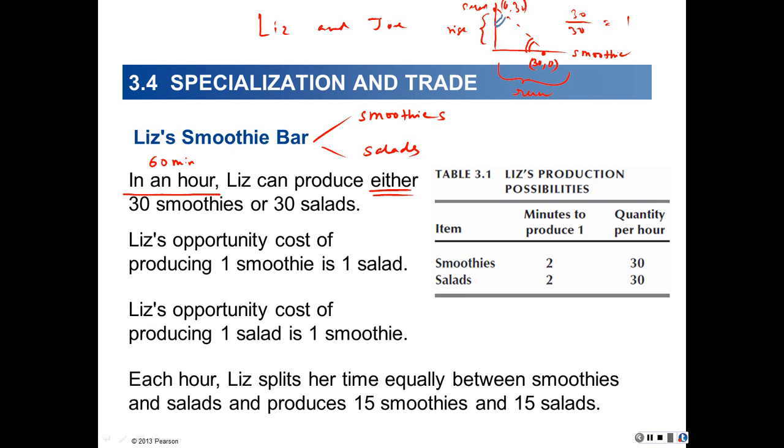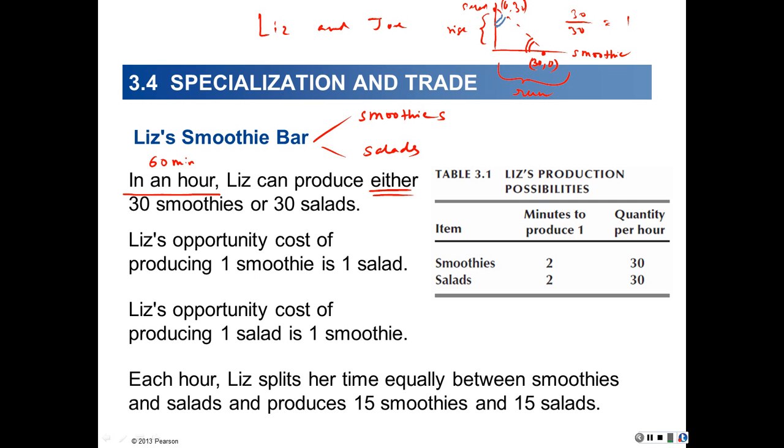Now, I've mentioned before that that top slope is actually the reciprocal of the bottom slope. Correct? But in this case, since we're talking about the number 1, the reciprocal of 1 is 1. Right? So the opportunity cost of making an extra salad in terms of smoothies given up is 1 smoothie, and the opportunity cost of making an extra smoothie in terms of salads given up is 1 salad. This is Liz's story.